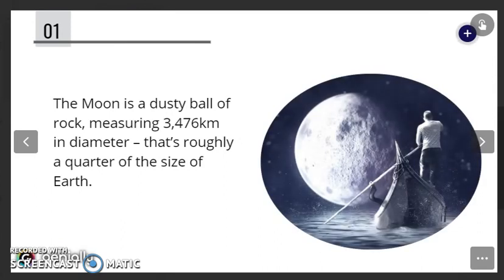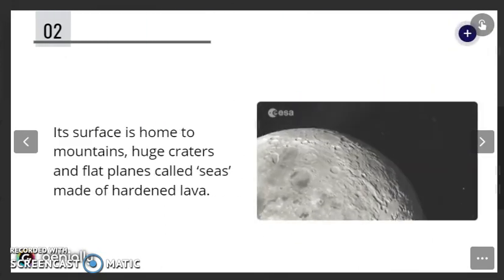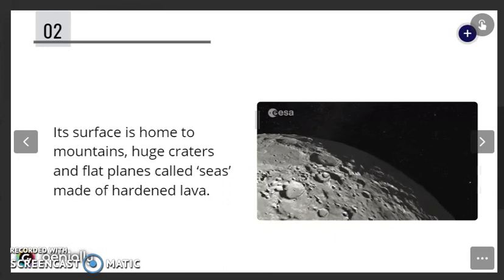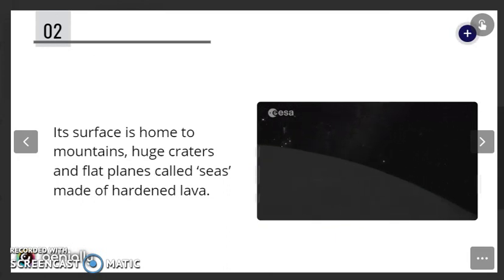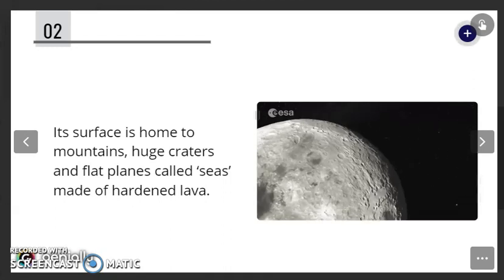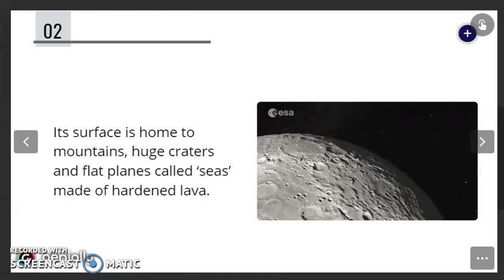The moon is a dusty ball of rock measuring 3,476 kilometers in diameter. That's roughly a quarter of the size of the Earth. Its surface is home to mountains, huge craters, and flat plains called seas, made of hardened lava.